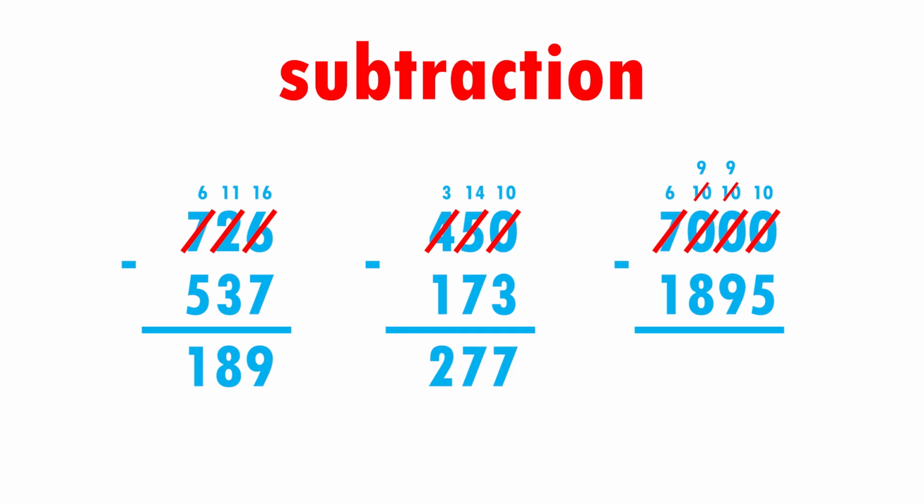Now we subtract. 10 minus 5 equals 5. Next, 9 minus 9 equals 0. Then, 9 minus 8 equals 1. Finally, 6 minus 1 equals 5. The final answer is 5,105.